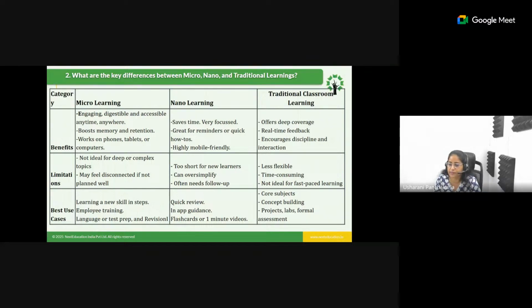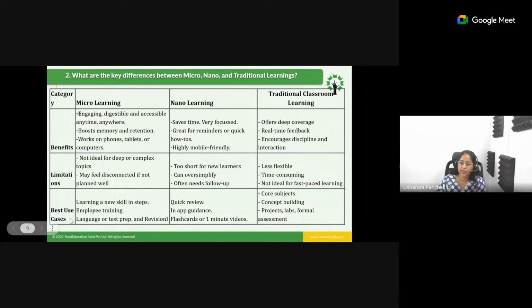Where he feels lost. The last one is the traditional, where we can say it is less flexible, time consuming, and not ideal for fast-paced learners. So here we have a con, a disadvantage of it. It is not ideal for the fast-paced learner, because the teacher goes along, and this is what we call inclusive education, where it meets all the needs of the learners, but not specifically any one particular group.